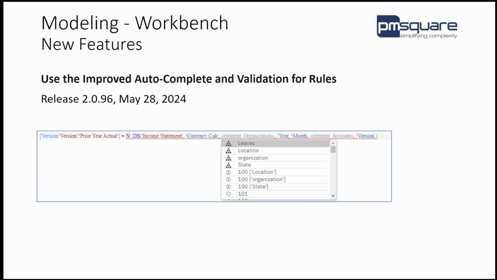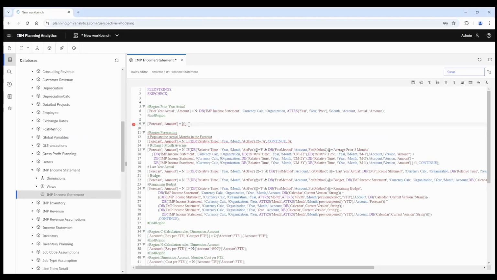An enhanced autocomplete feature better identifies the required components of a rule statement and offers relevant components for the selected rule. There's also a new icon in the Rules Editor that performs a complete validation when clicked. Let's start in this Rules Editor where I have started a rule statement.